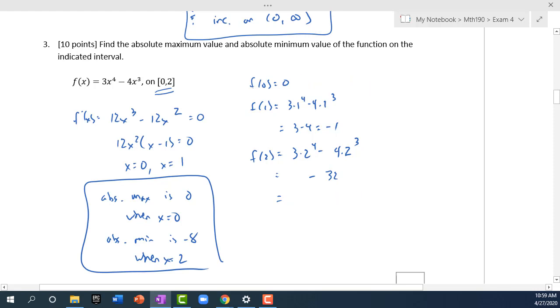Okay, so 2 to the 4th is 16. 16, not 8. 3 times 16 is 48. And so we get 16. So the absolute maximum is 16 when x is 2, and the absolute minimum is now negative 1 when x is 1. Nice. That's all right, we caught it.